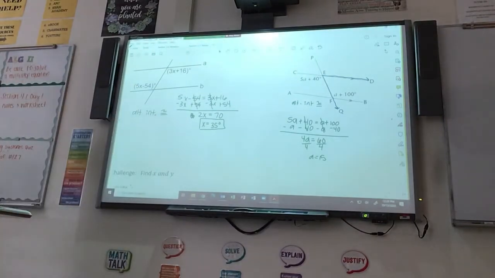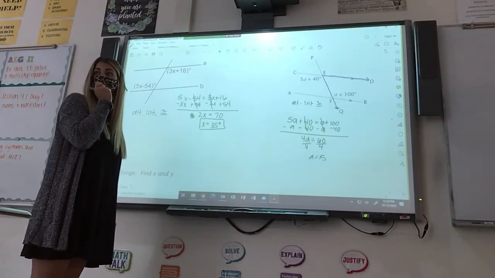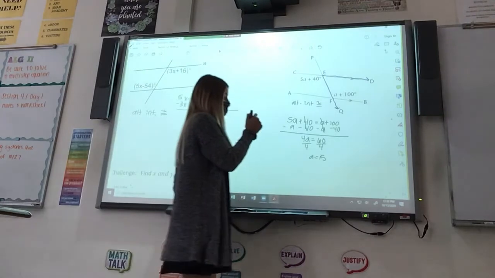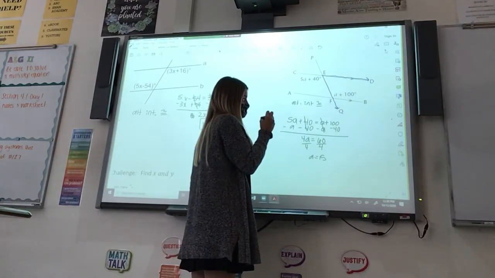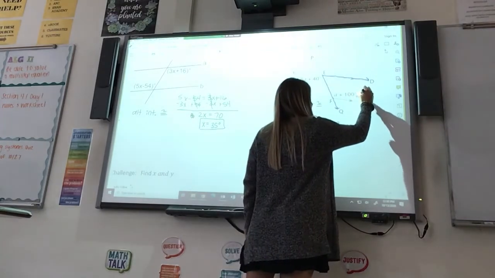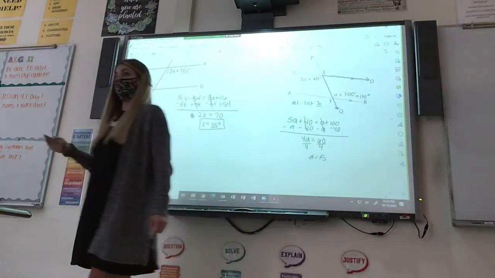So it seems like a lot of us kind of got stuck after we solved for A. Did anyone figure out how to get past that? Anyone go after? Riley? What did you do after you found A? Oh, A is 15, and then all you do is 15 plus 100 equals 115. Okay, that's one step further, but we're not done.